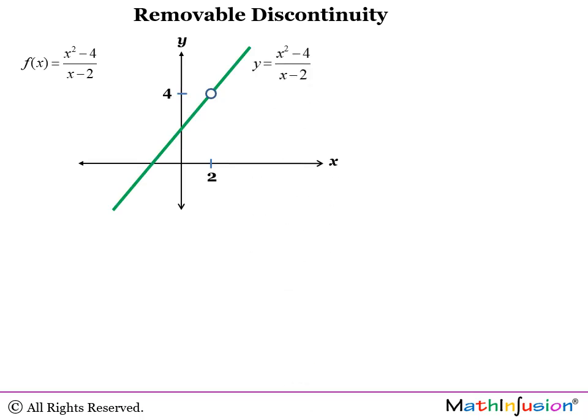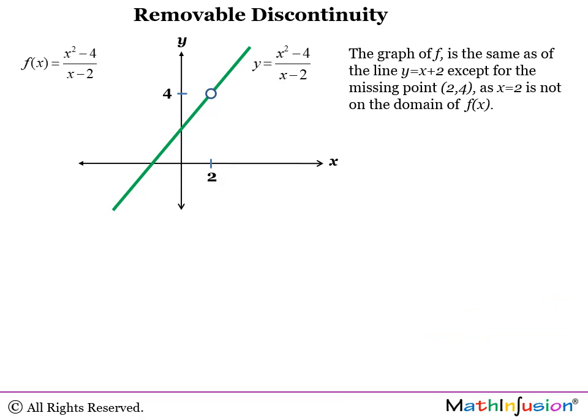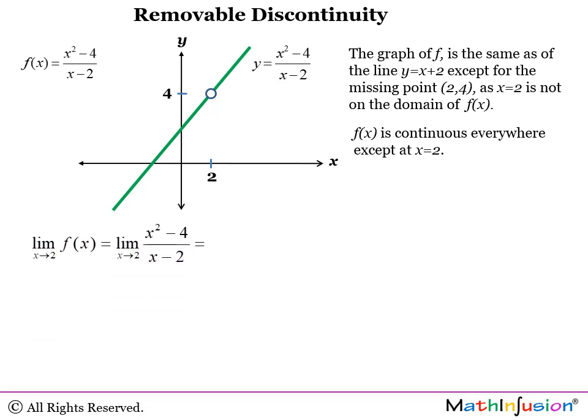Removable discontinuity. Let's observe the graph of this function. It is a line with a missing point. The missing point is (2, 4), because x equals 2 is not in the domain of the function. f(x) is continuous everywhere except at the point where x equals 2. Let's take the limit of the function as x approaches 2. Reduce, cancel, and we get 4.